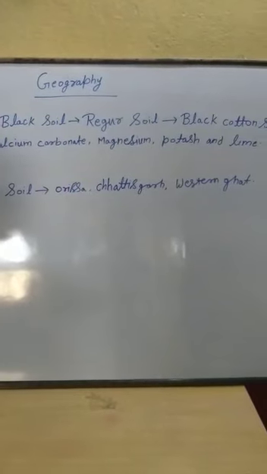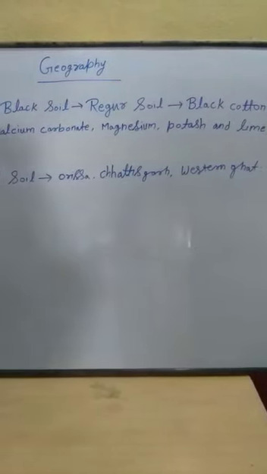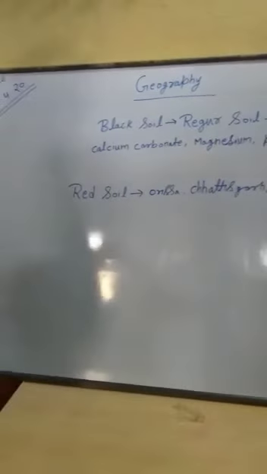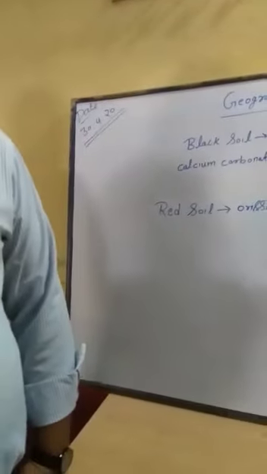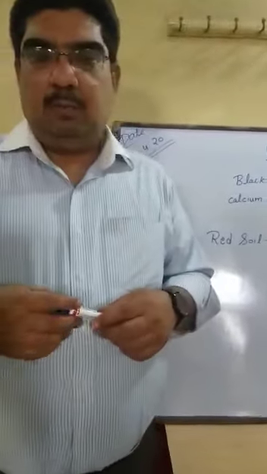Students, now I am going to describe the laterite soil. Laterite has been derived from the Latin word later, which means brick. It means that its color is just like brick. Laterite soil develops in areas with high temperature and heavy rainfall. This is the result of intense leaching, and it is affected by it.